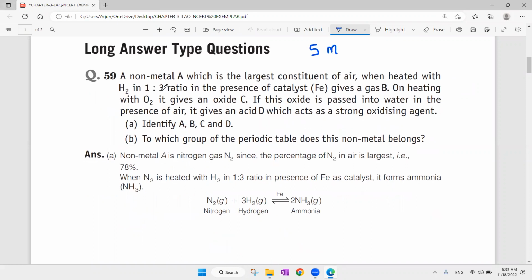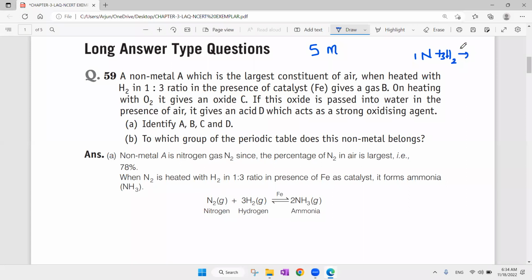So the question: a non-metal A, which is the largest constituent of air. Okay, some non-metal A, we don't know that. So it is the largest constituent of air. Right from 5th class onwards, you have been listening to this concept. There are many gases, so which gas will be in high amount? Nitrogen. When heated with H2 in the ratio 1:3 in the presence of catalyst iron gives gas B. So nitrogen, when heated with hydrogen in the ratio 1:3, means nitrogen should be 1 part, hydrogen should be 3 parts.